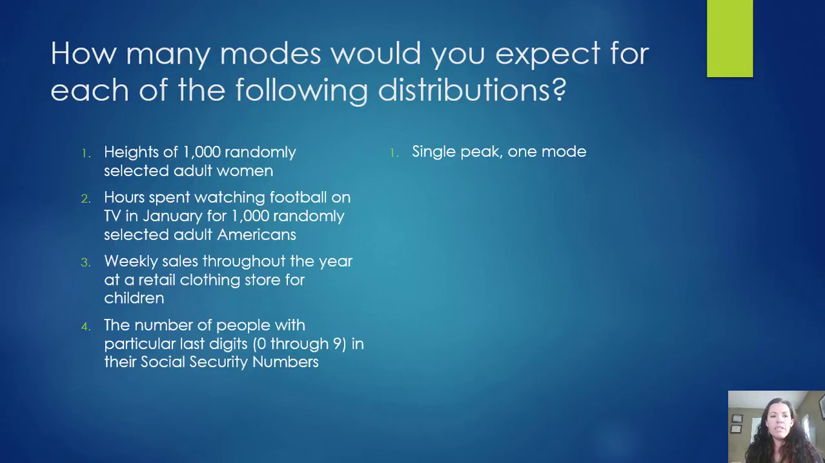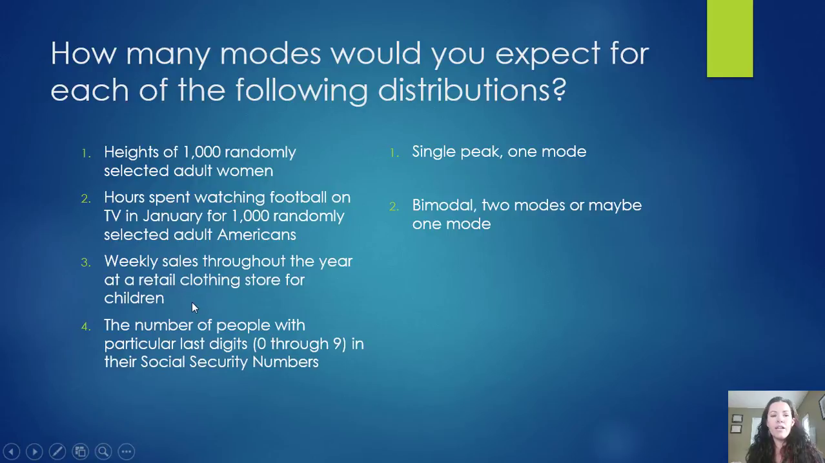Hours spent watching football on TV in January for 1,000 randomly selected adult Americans. This one I actually got from your textbook, and they say there are two modes, because you have people that are watching TV a lot in January, watching all the playoff games and stuff, so they're going to have a high peak on one end. Then you're going to have a lot of people on the other end that are not watching. They might watch 1 or 2 hours, especially the Super Bowl, because that usually occurs in January. That was in February last year, but that could be on the other end. So you have people that are either watching a lot or not watching a lot, so they're saying bimodal here.